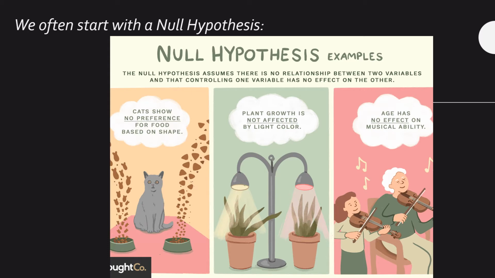So in these examples here, our cat shows no preference for food based on shape, or the plant growth is not affected by light color, or age has no effect on musical ability. That's called our null hypothesis, and it's often represented as an H and then with a subscript 0 underneath it. And that just basically says there's no relationship between our variables.